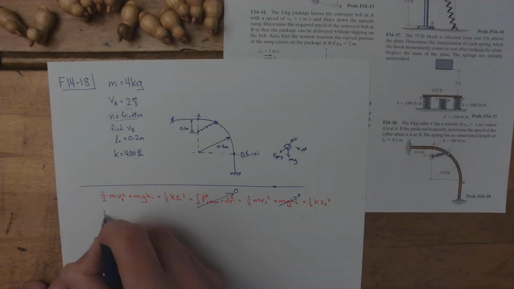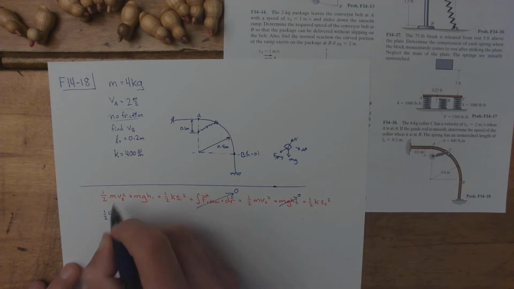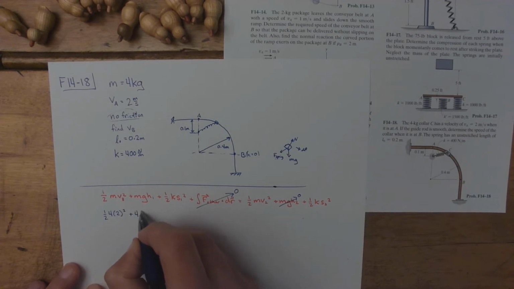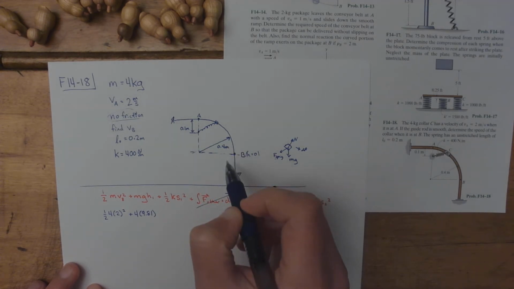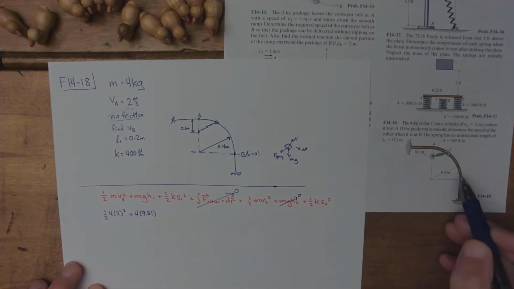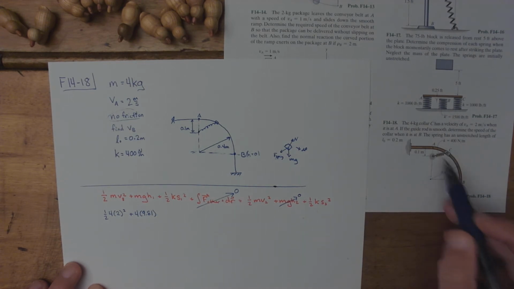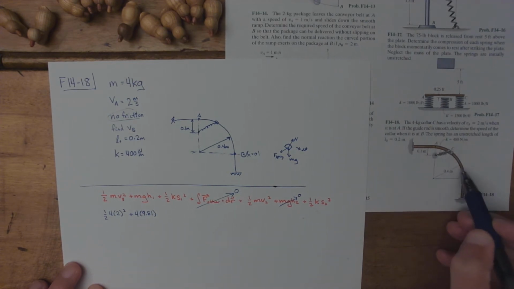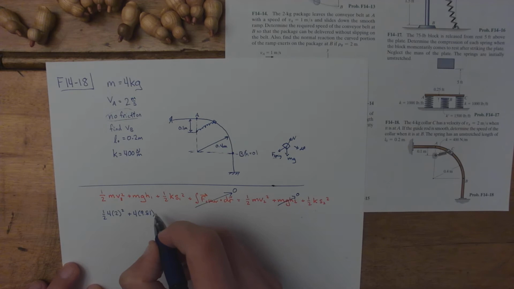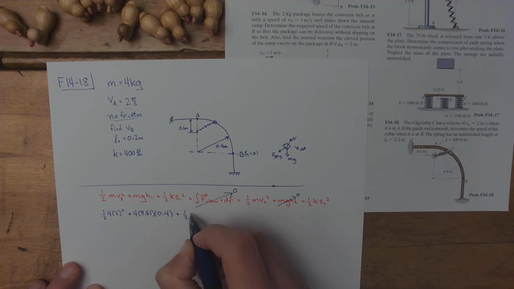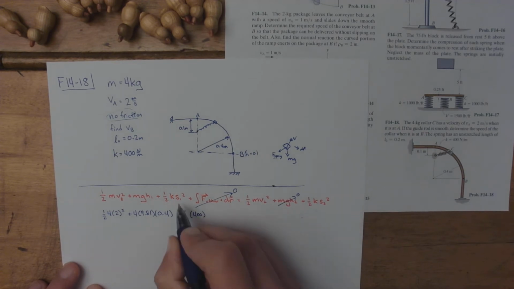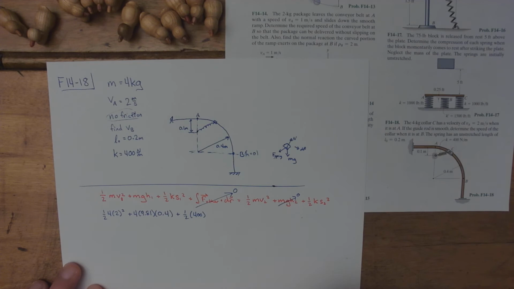So I have 1/2 times the mass of 4 times an initial velocity of 2 squared plus a mass of 4 times g, which is 9.81. And then if this is the datum, then the height, I have to look carefully at the picture here. Okay, so the radius of this curve here is 0.4, so when we're at point A, the height is 0.4, plus 1/2 times k, which is 400 times s1 squared.